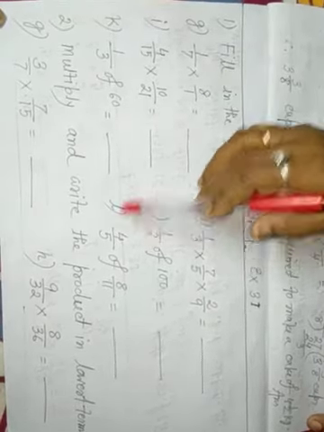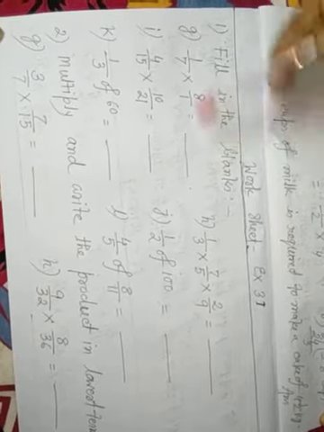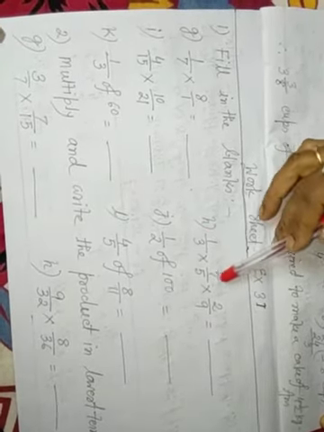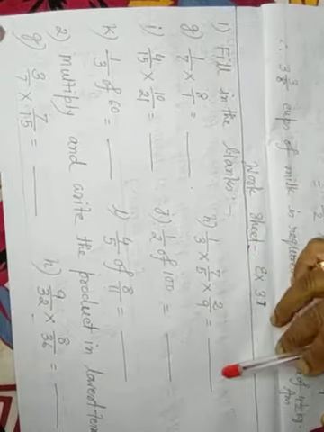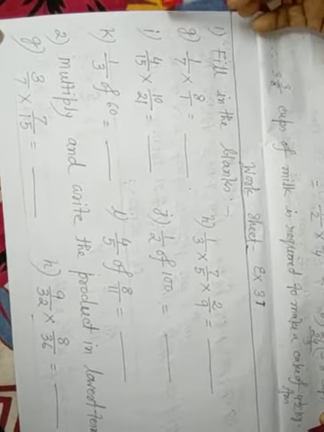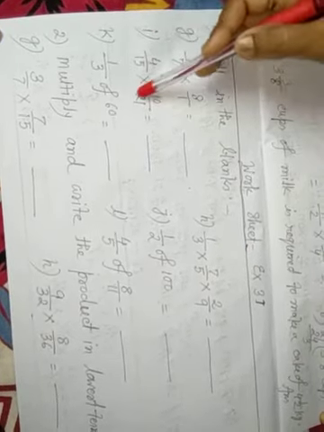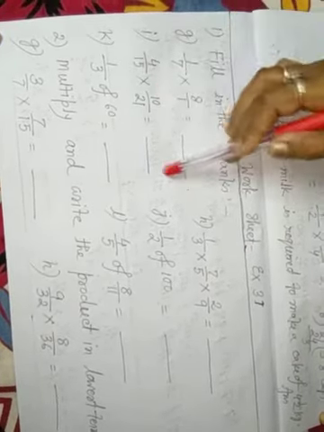Repeat it again. G: 1 by 7 into 8 by 1 equal to. 1 by 3 into 7 by 5 into 2 by 9 equal to. I: 4 by 15 into 10 by 21 equal to. J: 1 by 2 of 100 equal to; of means into. K: 1 by 3 of 60 equal to. L: 4 by 5 of 8 by 11 equal to.